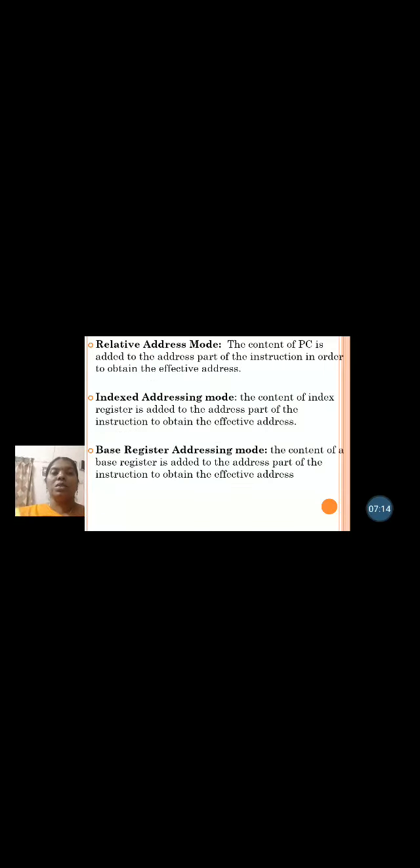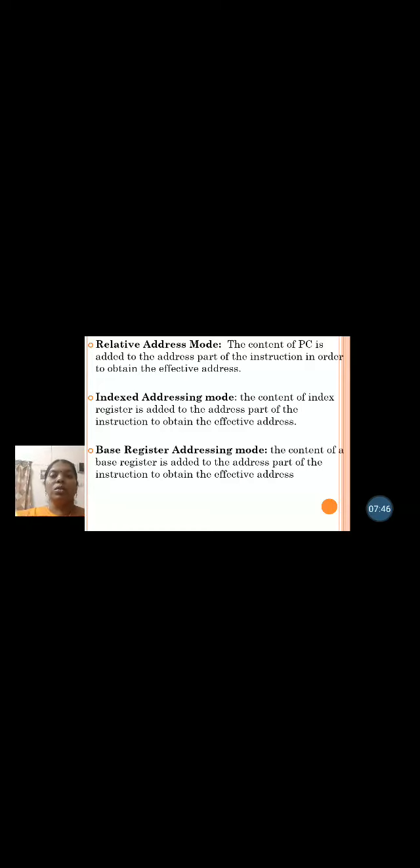And the next one is relative address mode. The content of the PC is added to the address part of the instruction in order to obtain the effective address, which is similar to the indexed addressing mode, where the content of the index register is added to the address part of the instruction to obtain the effective address. The last one is base register addressing mode, where the content of the base register is added to the address part of the instruction to obtain the effective address.